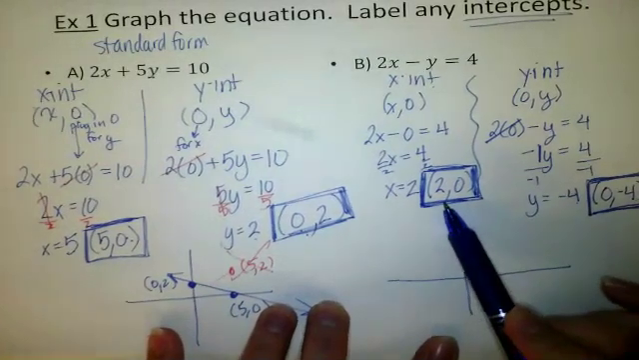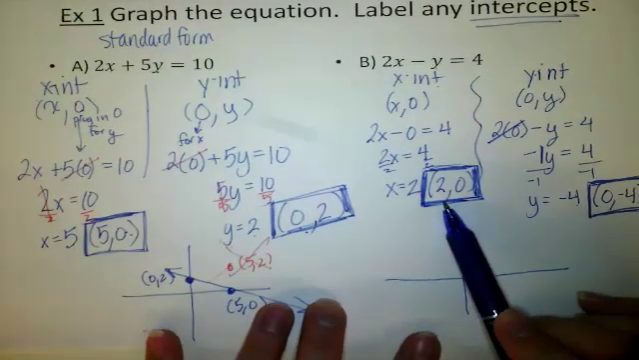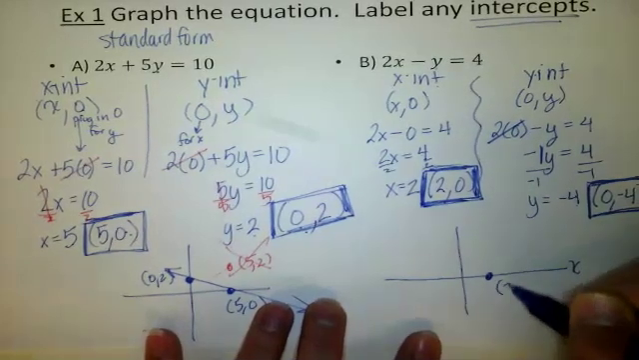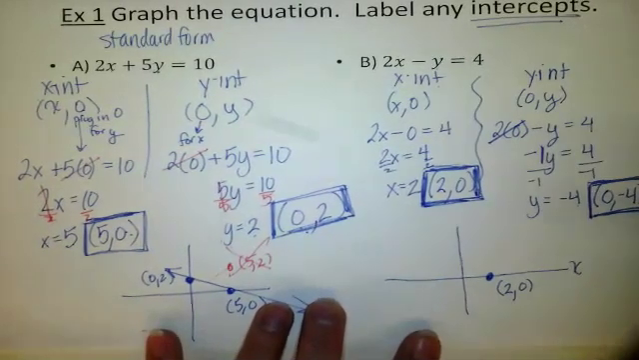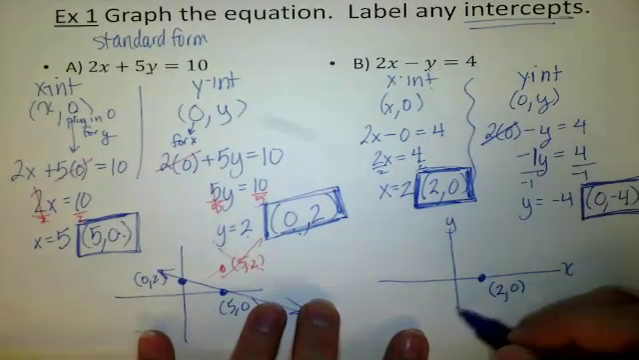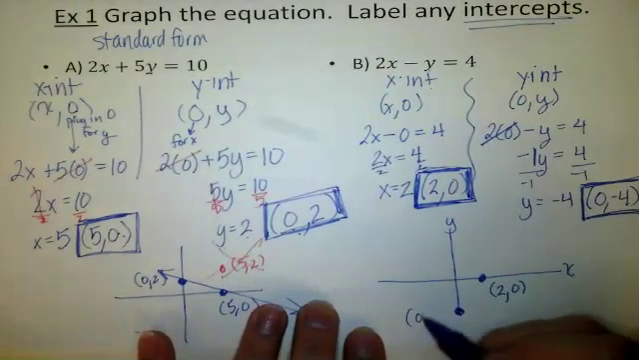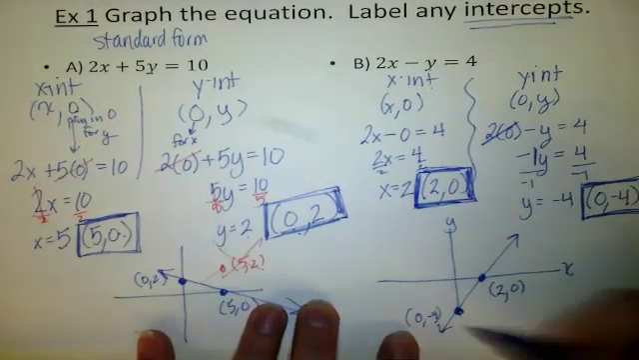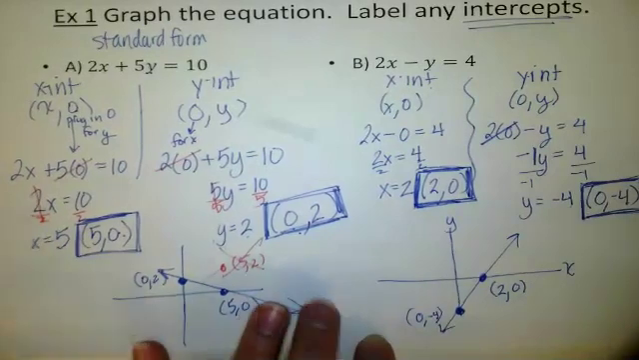So 2, 0, where does that go? At 2 on the x-axis. So I go to the x-axis. It's like right there. I know it's right there because I'm labeling it that way. 0, negative 4. On the y-axis. It's like right there. 0, negative 4. Plot it, label it, connect the dots.